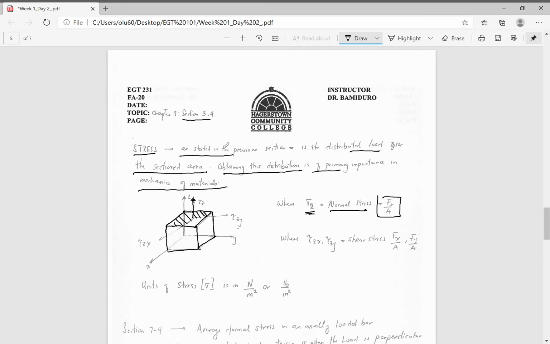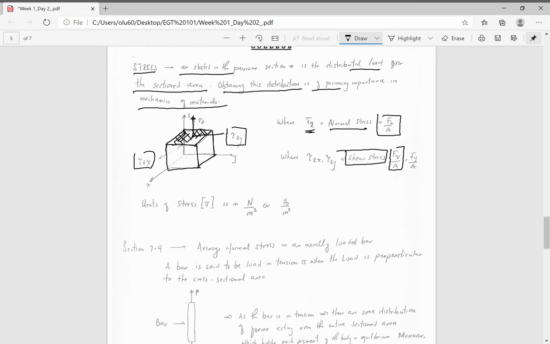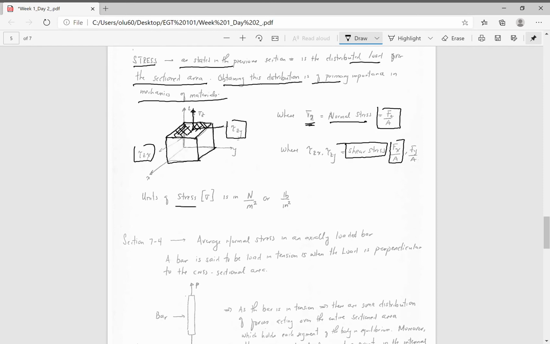Likewise, the forces that are parallel to this face are known as the shear force. We said earlier that the shear force is always parallel to the face, and the shear stress is nothing more than the shear force divided by the area. Now the units of stress are newtons per meter squared or pounds per square inch.